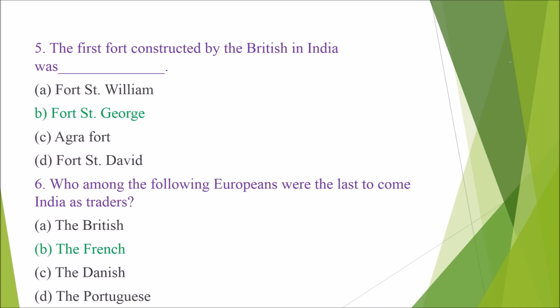Question number 6. Who among the following Europeans were the last to come to India as traders? Option A, the British. Option B, the French. Option C, the Danish. Option D, the Portuguese. So the answer is option B, the French.